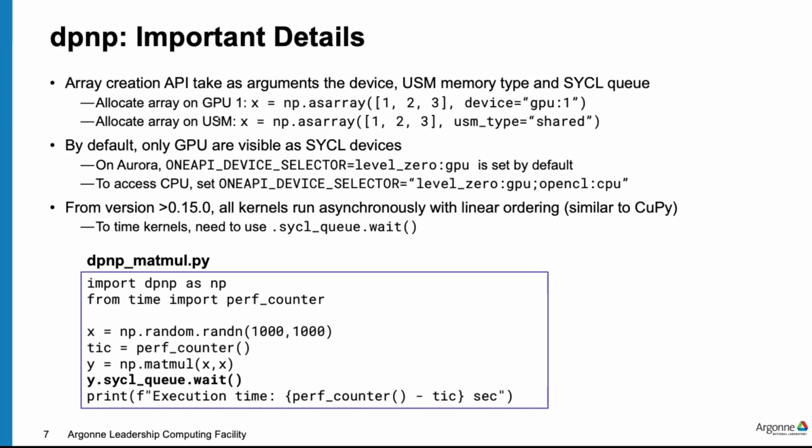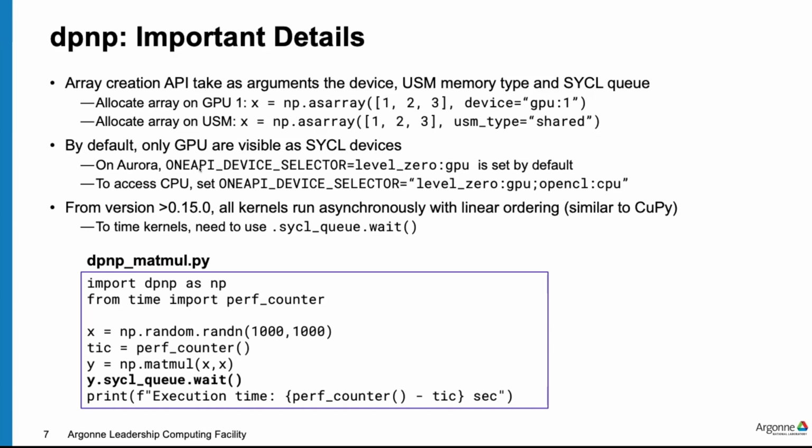Similarly, if you wanted to allocate the array on the USM, you could do that too by specifying that you want the shared USM memory type. USM type takes other arguments, such as, for example, host or device. The default is actually device, so it'll always allocate on the device unless you tell it not to.